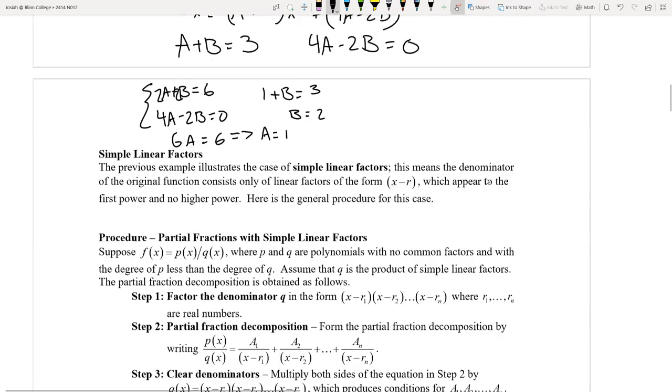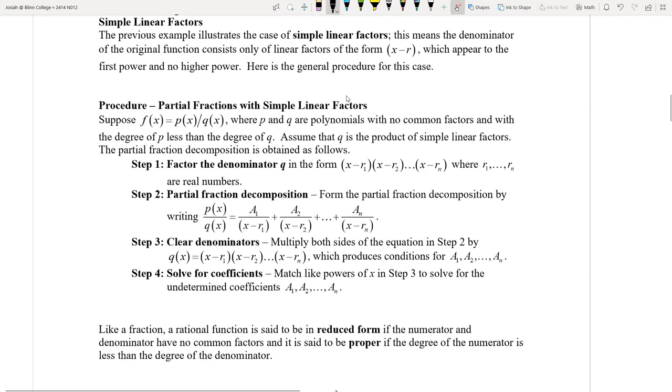So whenever we see something like that, here's going to be our procedure. So first off, we'll suppose that f of x is going to be a polynomial over a polynomial, right? And we're going to have q as the product of simple linear factors. So we start with that. So we'll factor the denominator, and so everything is just going to be x minus a number. Those will be all of our factors. Then we'll go ahead and make our partial fraction decomposition.